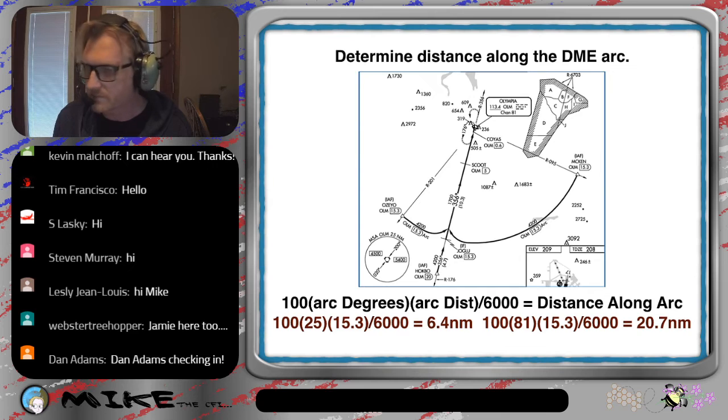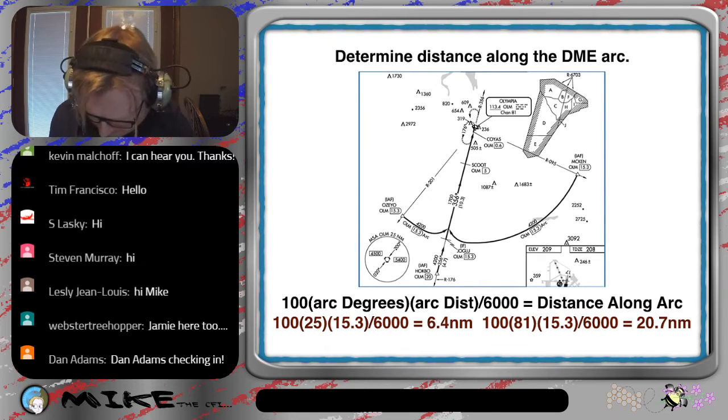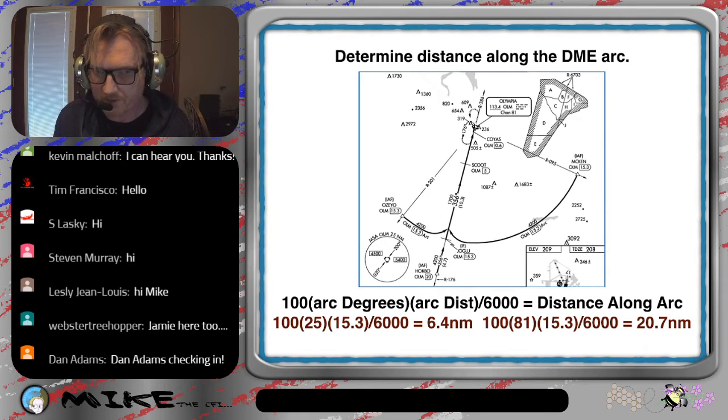So that's how you figure those out. But you can see, you start adding 20 miles to your flight, that can start to add up some distance, start to chew up some fuel. So good to be able to figure that out if you had to.